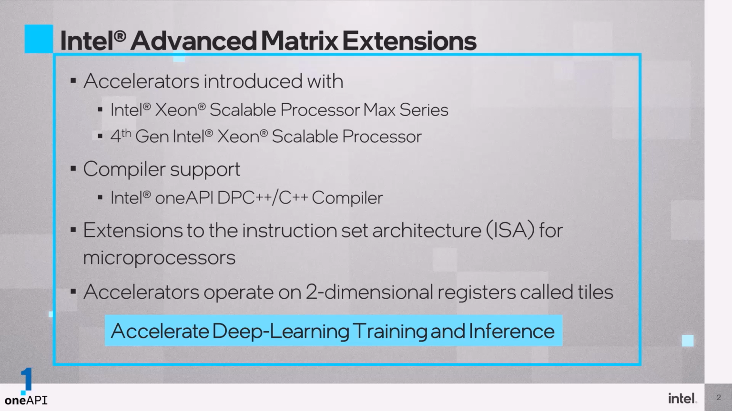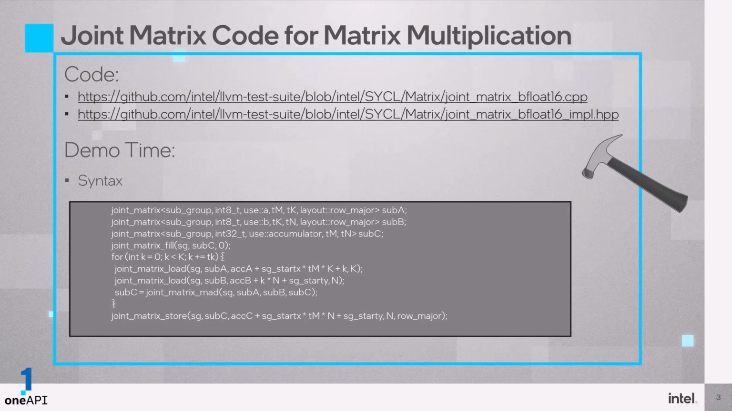Now we are ready to dive into the real C++ SYCL code, known as SYCL joint matrix, to see how to use these instructions inside an application. Before switching to the terminal for the demo, let us quickly have a look at the code snippet which we will be using. This code snippet is publicly available in our LLVM test suite GitHub repository. Looking at it, we can see that Intel AMX is used through matrix extensions known as joint matrix. This executes a matrix multiplication of two BF16 matrices and adds the result to the resultant matrix.